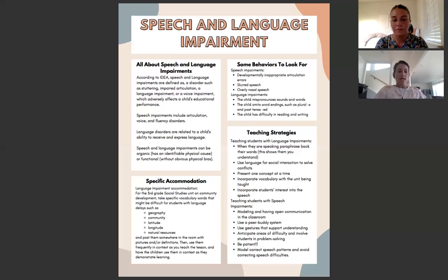Then as you teach the unit, be sure to use those vocabulary words frequently and in context so the students get used to hearing them. And when they are responding and demonstrating their learning, make sure that they are using the vocabulary words as well, so they get practice saying them and feeling how they feel in their mouths. And we've got an example to show you here.